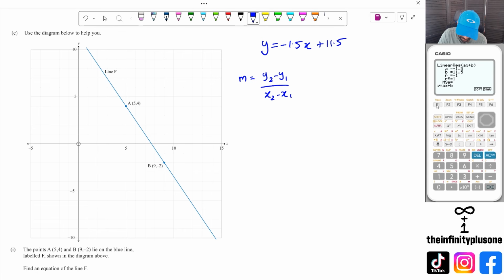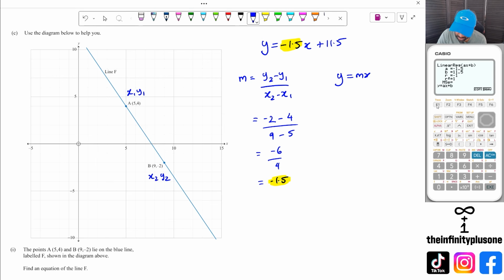So let's take this as x1 and y1. This is x2 and y2. y2 is negative 2 minus 4, divided by x2, which is 9 minus 5. So we're going to get negative 6 divided by 4, which equals negative 1.5. So this is the gradient. Notice how you got the gradient right there? Next, we can just put that as y equals mx plus c.